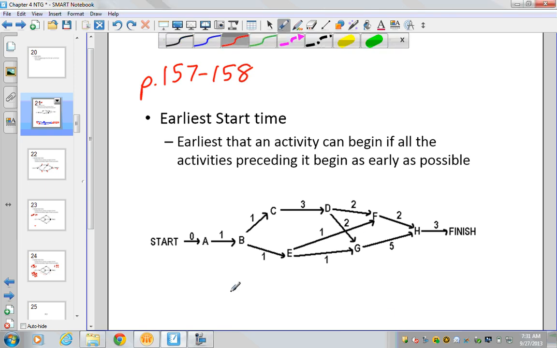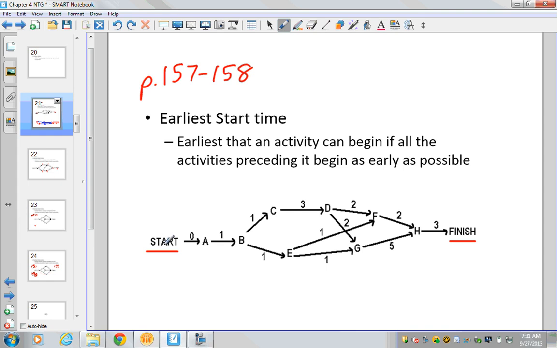We've already worked with these type of graphs before. Remember that these graphs are displaying the information of when a project can start and when it can finish, and it has all the little tasks built into it, okay? So let's figure out the earliest start time.